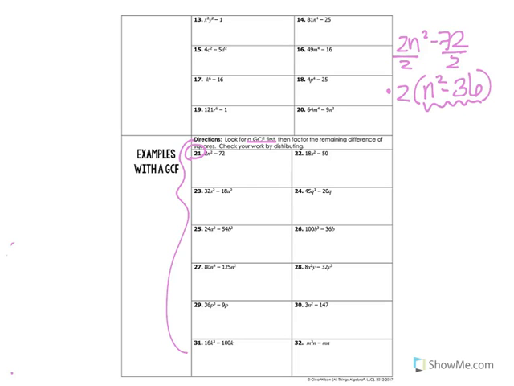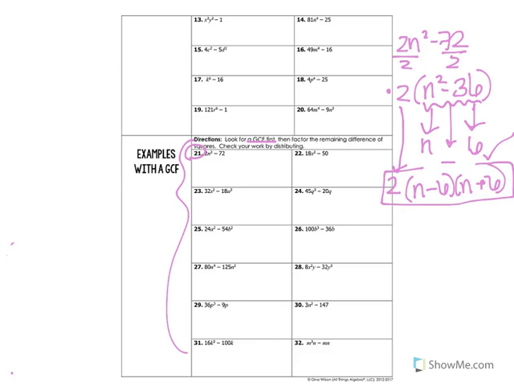Now we're going to factor this as a difference of two squares. So the square root of n squared is n, the square root of 36 is 6, and if there's a minus sign in between, that's the difference of two squares. So what that will factor into is n minus 6 times n plus 6, or remember you can write it as n plus 6 times n minus 6. But make sure we always bring down that 2, because we took that out and that's part of the problem. That becomes your final answer. Take out the GCF, and then we're left with the difference of two squares.